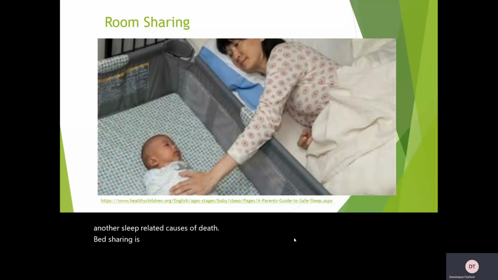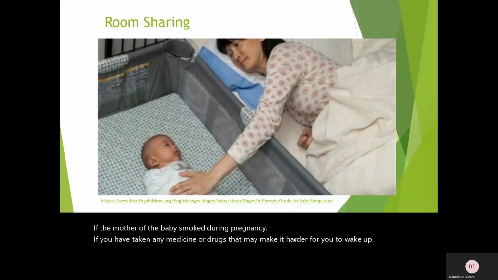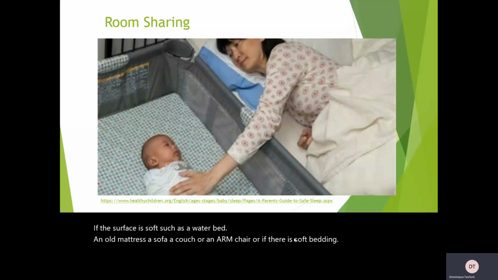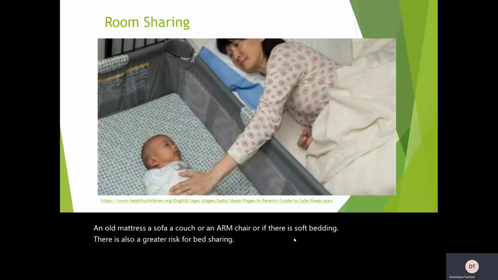Bed sharing is not recommended for any babies, and certain situations may make bed sharing even more dangerous. It is more dangerous to bed share if your baby is younger than 4 months old, if your baby was born prematurely or with low birth weight, if you or any other person who will be in the bed is a smoker, if the mother of the baby smoked during pregnancy, if you have taken any medicine or drugs that may make it harder for you to wake up, if you've drunk alcohol, if the surface is soft, such as a waterbed, an old mattress, a sofa, a couch, or an armchair, or if there is soft bedding. There is also a greater risk for bed sharing if the baby is sharing a bed with someone who is not the parent.